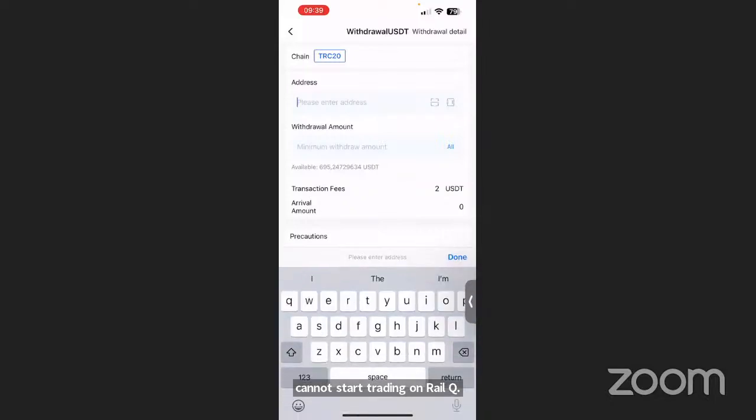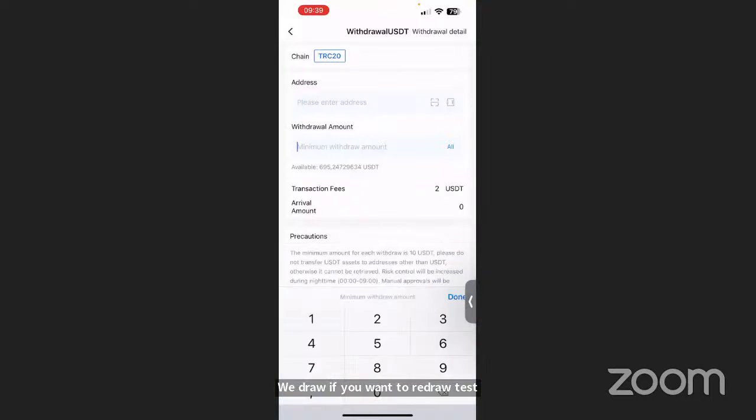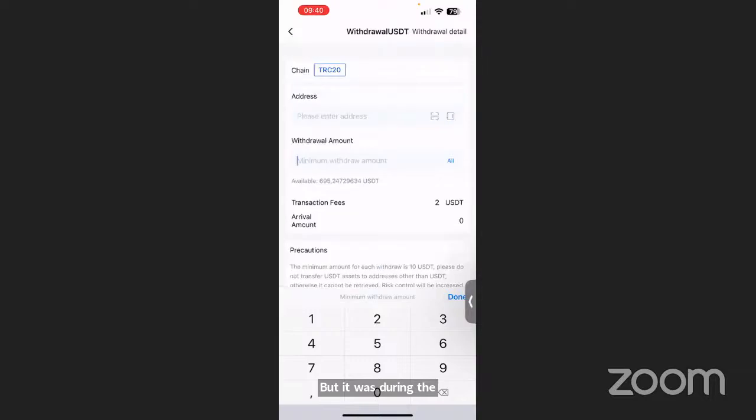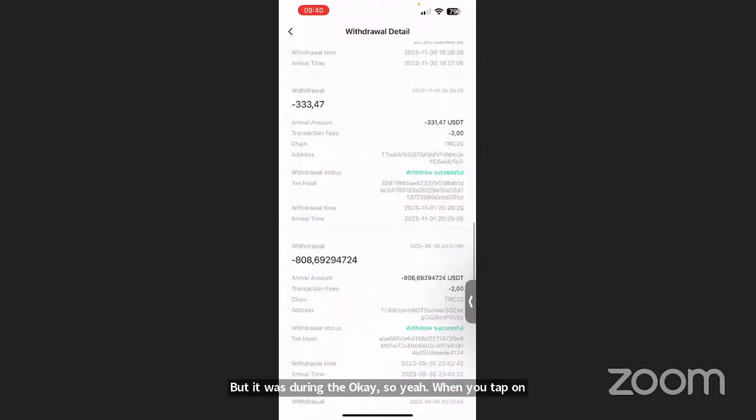Withdrawal. If you want to withdraw, just paste the wallet address. Type the amount you want to withdraw. The minimum you can withdraw on Royalq is 10. If it is less than 10, you cannot withdraw. I'm sorry. But the maximum, I've seen people withdrawing 20,000 from this opportunity. 50,000, 10,000. It's not like they say. I saw it with my eyes, but it was during the bull run. Okay, so yeah, when you tap on withdrawal detail at the corner, you see another form of withdrawal version.